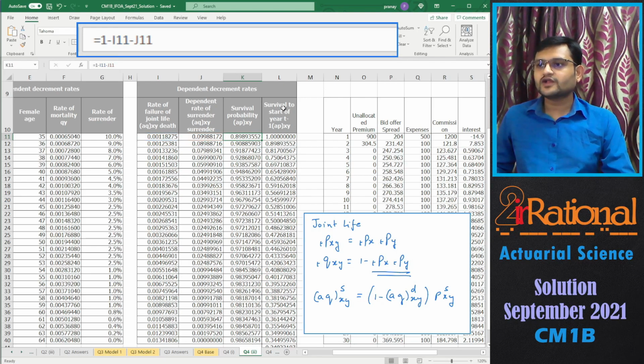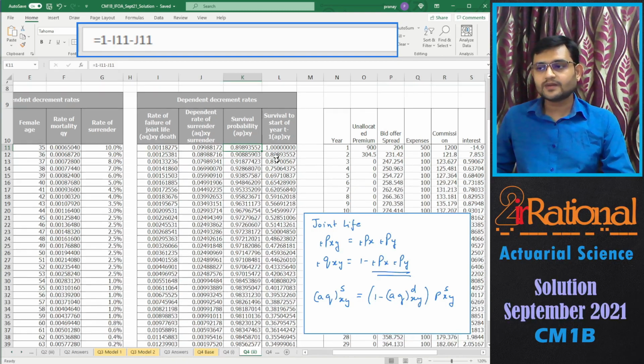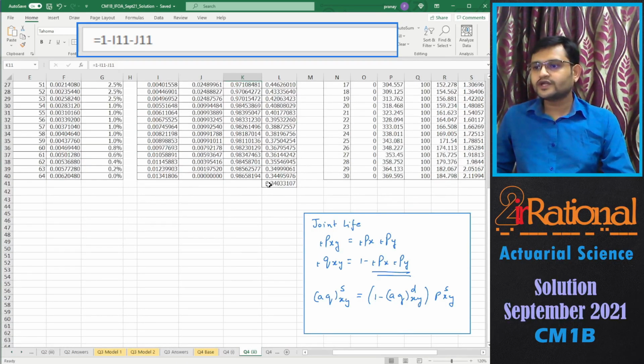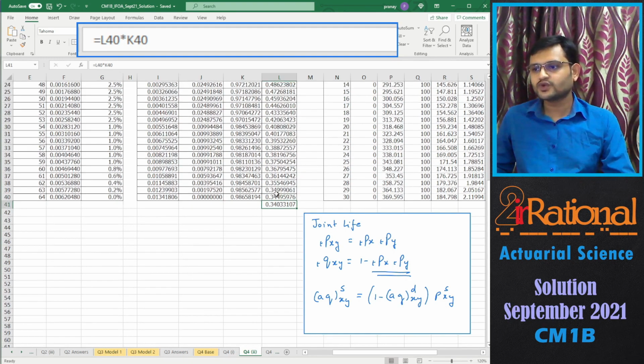And then we have calculated our survival at the start of the year, that is our T minus 1 APX. Now I do go till the last value, but this is not required for our actual calculation ever. So you can only calculate till T minus 1. I go up till the last value and it does not really matter.